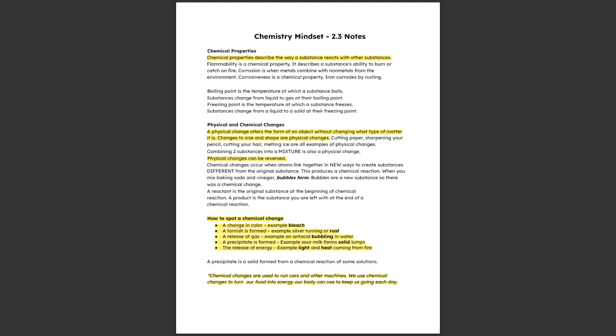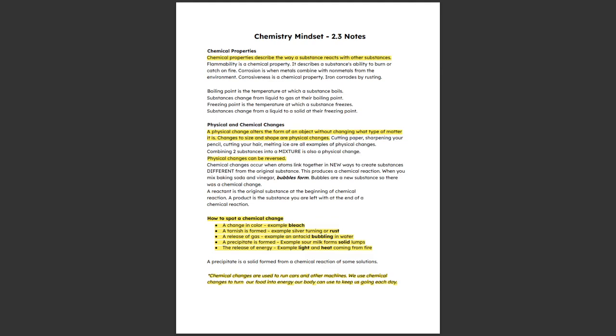So, chemical properties describe the way a substance reacts with other substances. For example, flammability, corrosiveness is a chemical property, things like that. So, physical and chemical changes, we just need to know that little background on chemical properties.